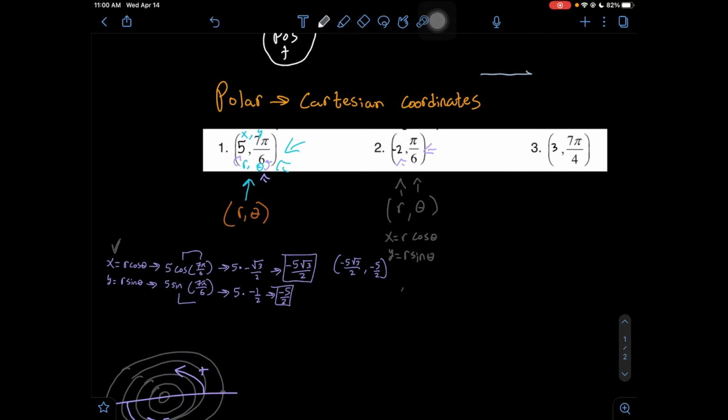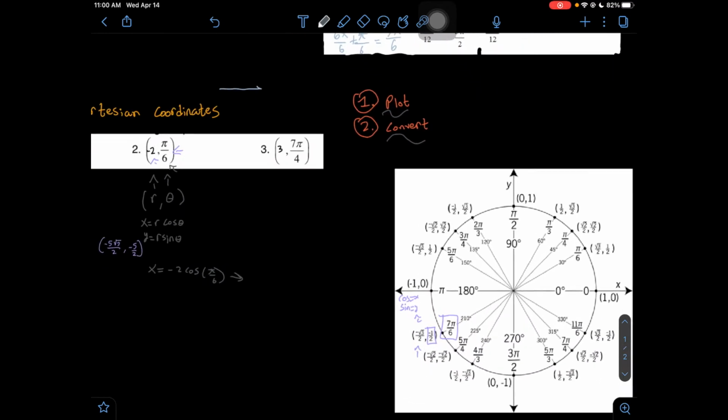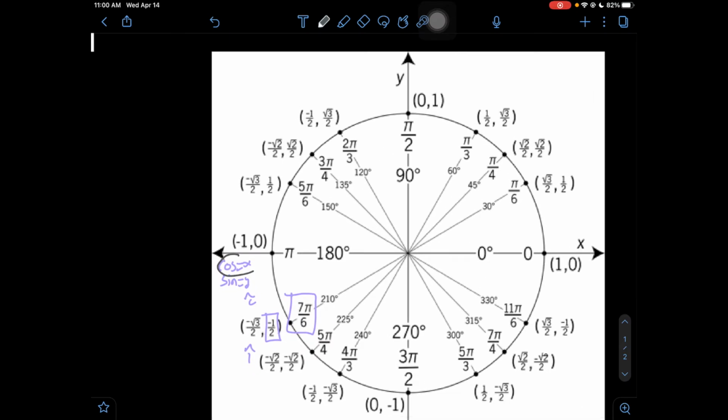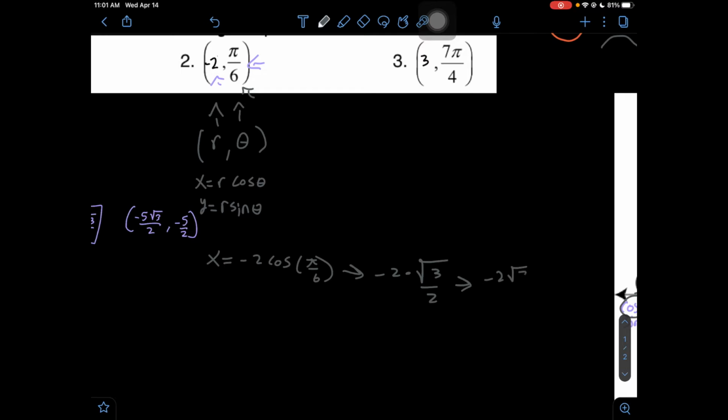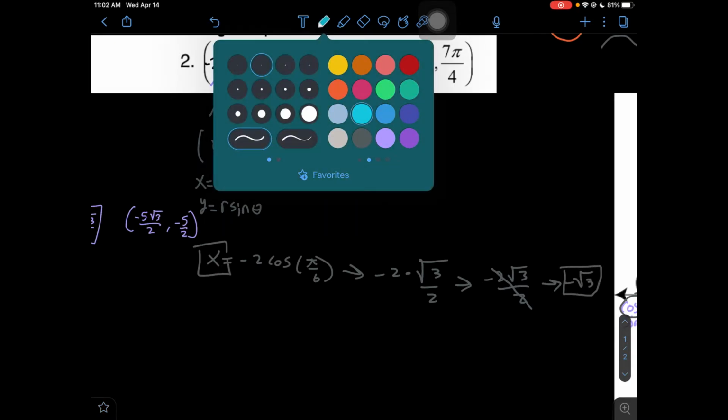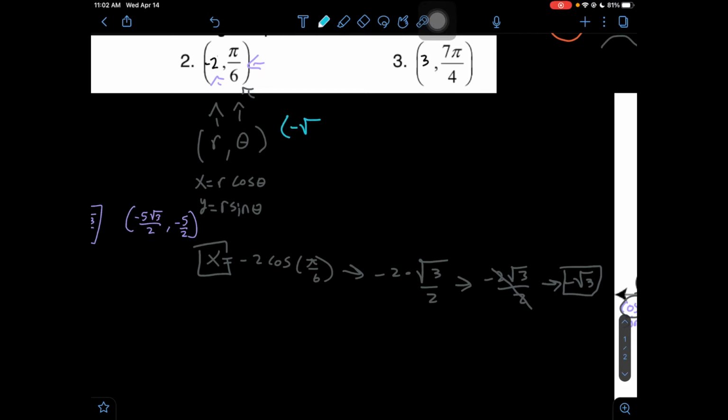Well, we know r is -2, so let's do x first, which is x equals -2 cosine. We know theta is pi over 6, so cosine of pi over 6. Now we can go to our unit circle and ask, what is the cosine of pi over 6? We said cosine is our x value. So at pi over 6, right here, our x value is square root of 3 over 2. So we have -2 times the square root of 3 over 2. That leaves us with -2 square roots of 3 over 2. 2 over 2 goes to 1, so we have negative square root of 3. So that is going to be our x coordinate. So let's write that up here. So far we have the negative square root of 3, comma.